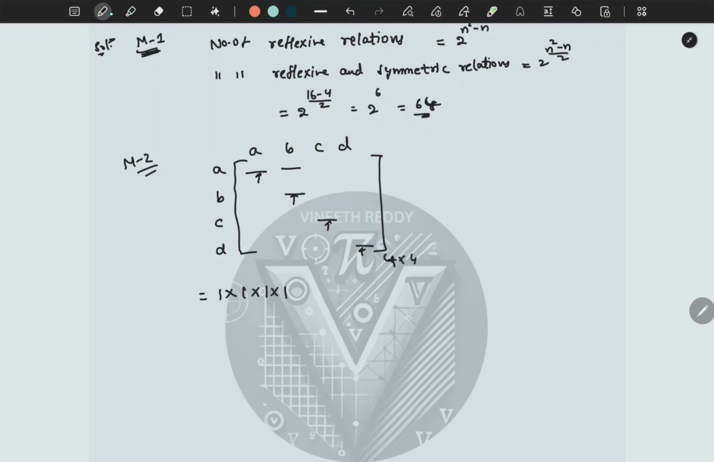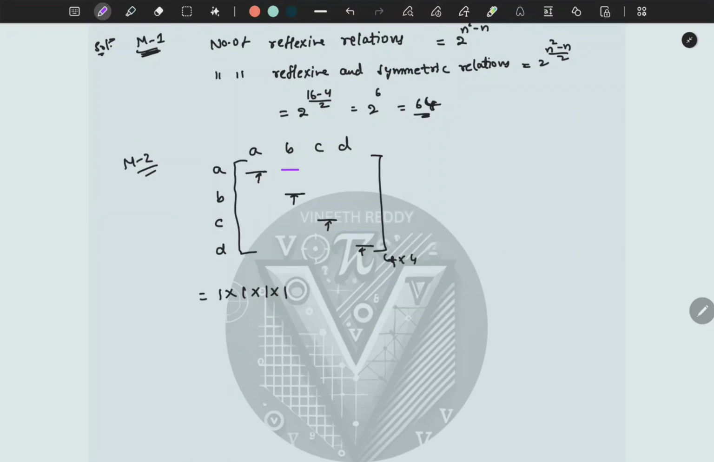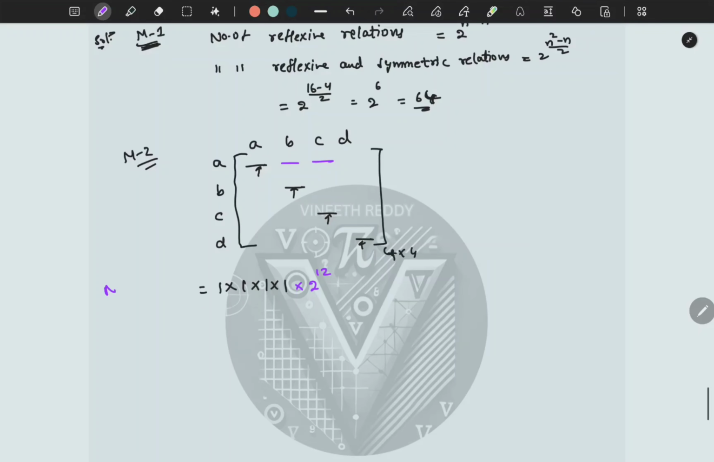Now this element can be present, or it may not be present. That means it has two possibilities. Like that, this will also have two possibilities. How many times should I multiply 2? It should be 2 power 16, and out of this I have to subtract 4, so it will be 2 power 12. So the number of reflexive relations is 2 power 12, dear students.